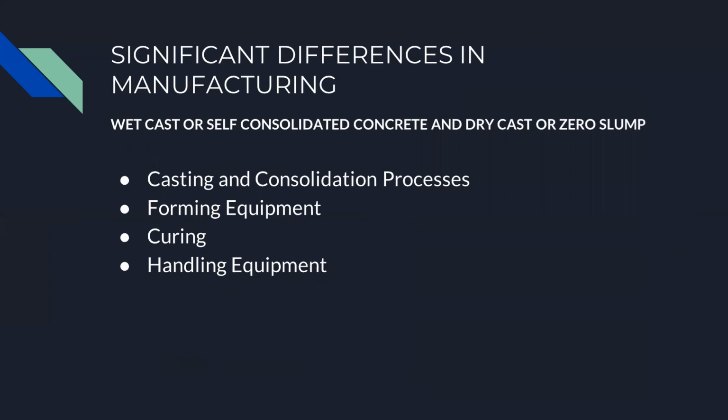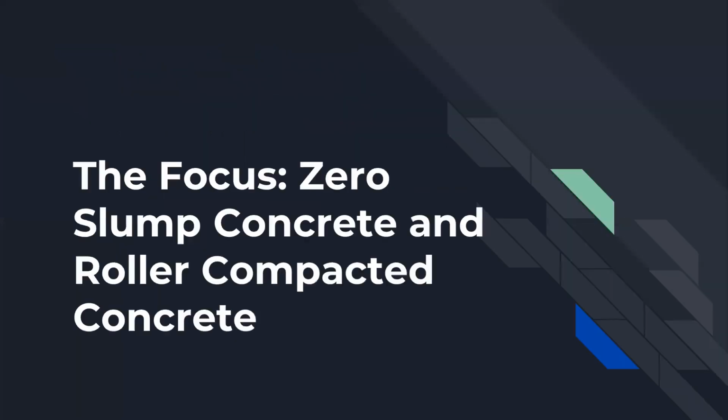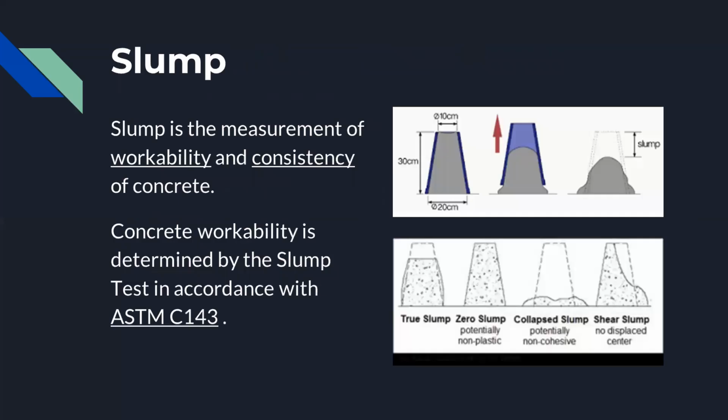Now we have the significant differences in manufacturing. Wet cast or self-consolidated concrete and dry cast or zero-slump. First, we have the casting and consolidation processes, forming equipment, curing, and handling equipment to consider. And here is our focus. It's all about the zero-slump concrete and roller compacted concrete that we have to learn.